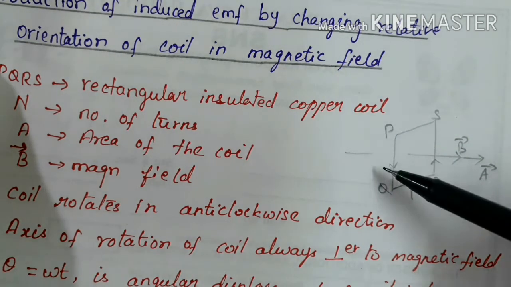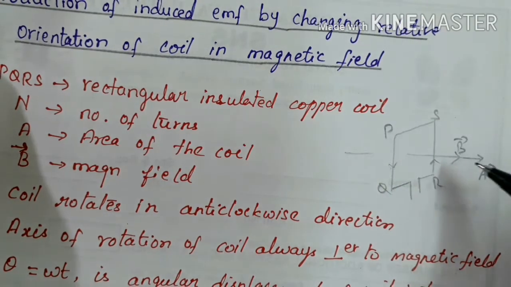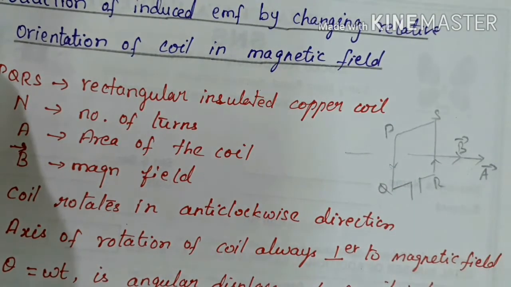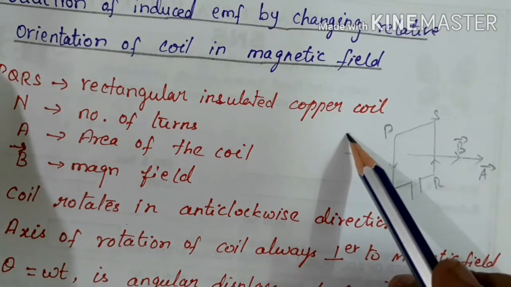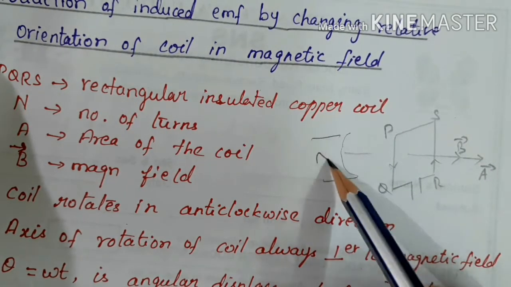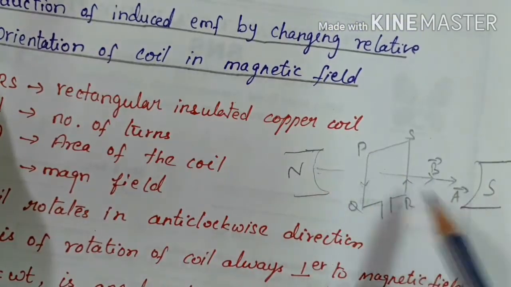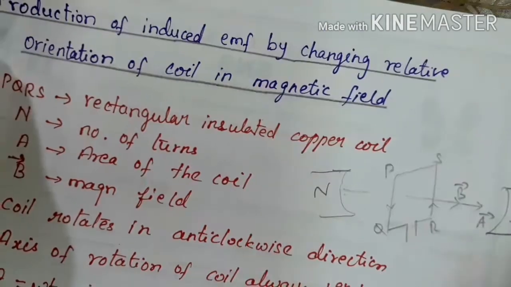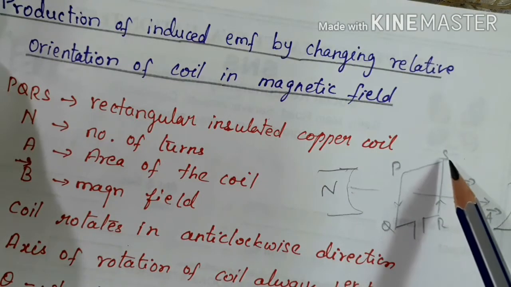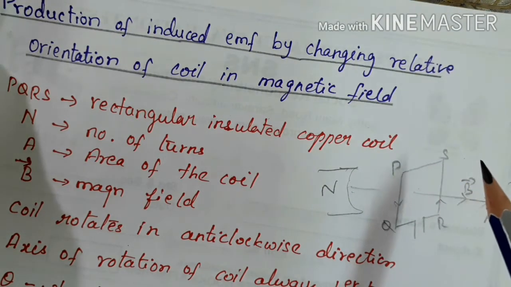Now this coil is rotated, it is kept between the pole pieces of the magnet, and B is the magnetic field. Let north pole of the magnet be here, and this side you will be having the south pole. So this coil is rotated between the magnetic poles. B is the magnetic field, and you know that PQRS is the rectangular coil. I also call it an armature coil.